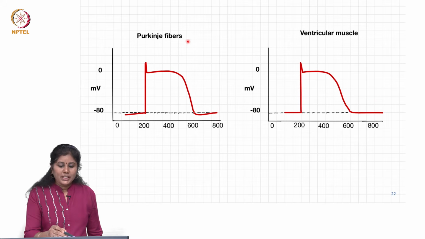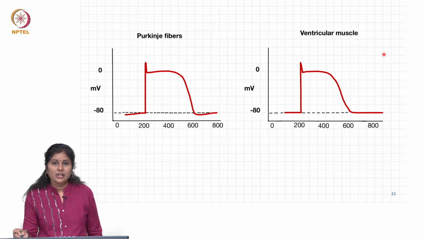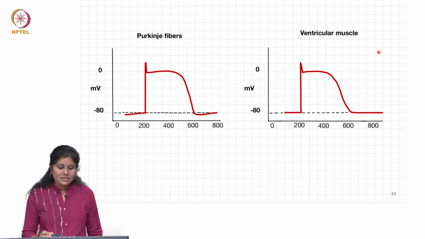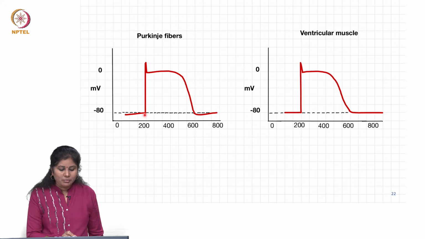Now, this Purkinje fiber is almost similar to the ventricular muscle in terms of the electrical activity, but the only difference is, look at the resting membrane potential.